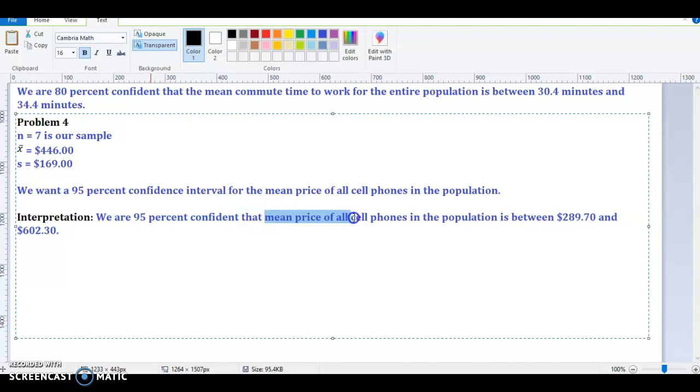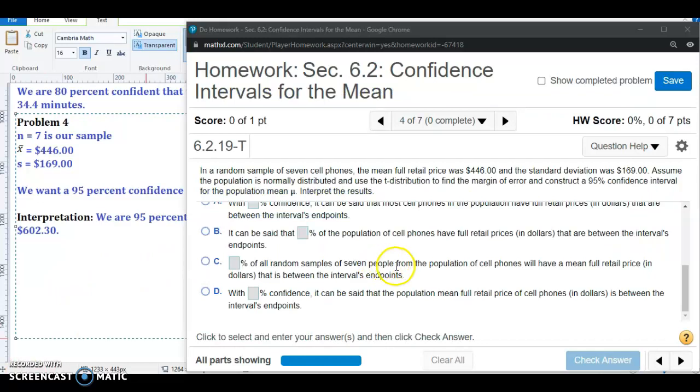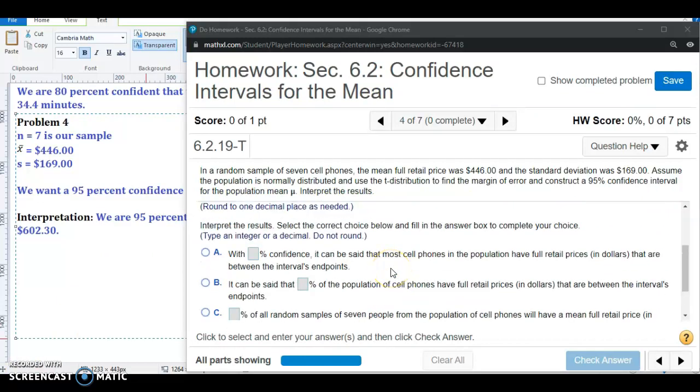the parameter of the population that you're estimating, and being as descriptive as you can, not just saying population mean, that's not descriptive enough. Remember, we're estimating the mean price of all cell phones in the population, so what I do is I literally write that out. The mean price of all cell phones in the population is between 289.70 and 602.30.